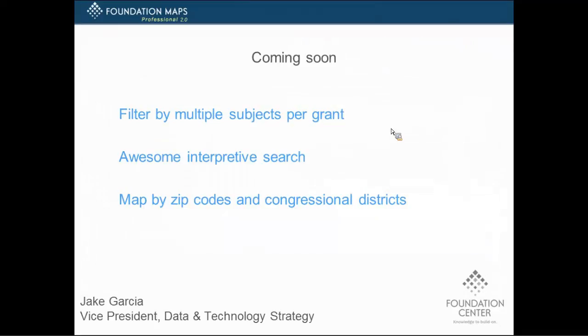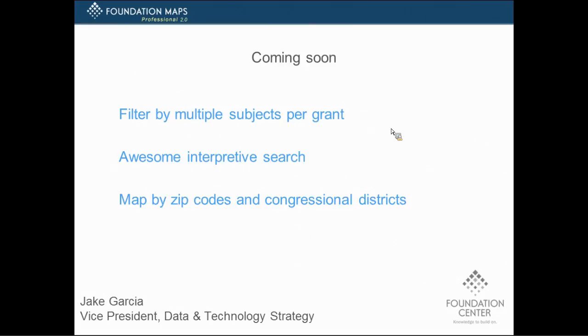Another one that is also coming by the end of the year: right now you can map it in lots of different ways by city. You can zoom all the way into a street corner. You can look at it by country, by province, by county. But what we're also going to have is zip codes and congressional districts in the United States.